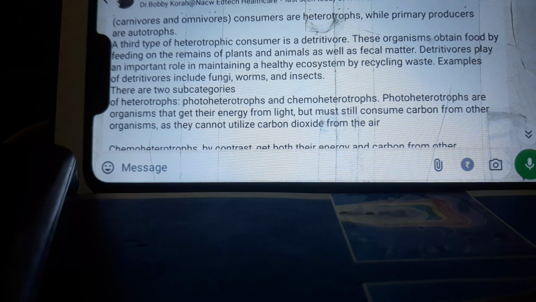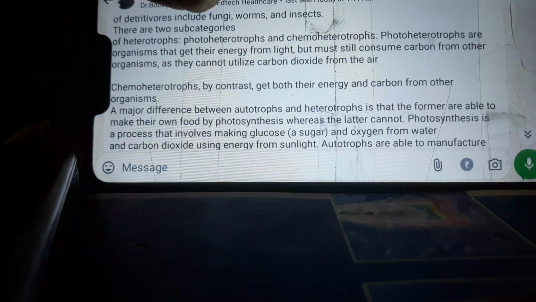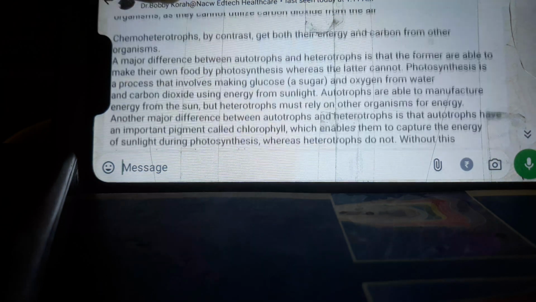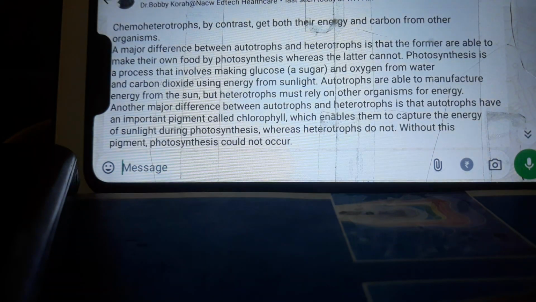There are two subcategories of heterotrophs, being photoheterotrophs and chemoheterotrophs. Photoheterotrophs are organisms that get their energy from light but still consume carbon from other organisms as they cannot utilize carbon dioxide from the air. The other is chemoheterotrophs. By contrast, they get both the energy and carbon from other organisms.